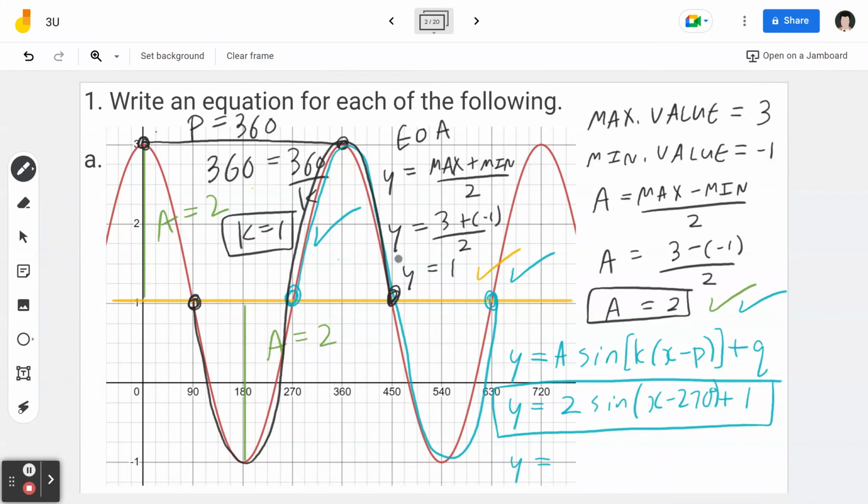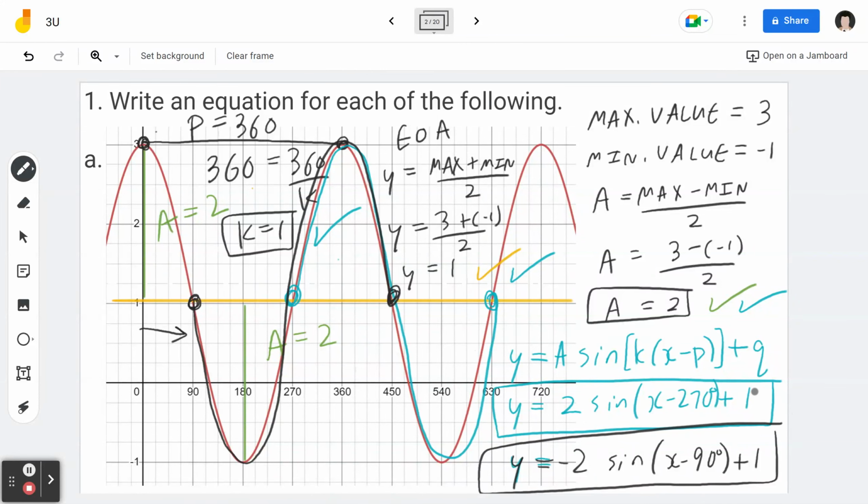Now here's the difference. Instead of going right, which is the phase shift, by 270, you're going to go right by 90. But you're not starting at the maximum, right? So you are going to go right by 90. But notice how you're starting at the minimum. If you're starting at the minimum, what that means is you're taking a reflection with respect to the x-axis. So it should be y equals negative 2 sine of x minus 90, in brackets, plus 1. So that's how you express it in terms of a sine function.